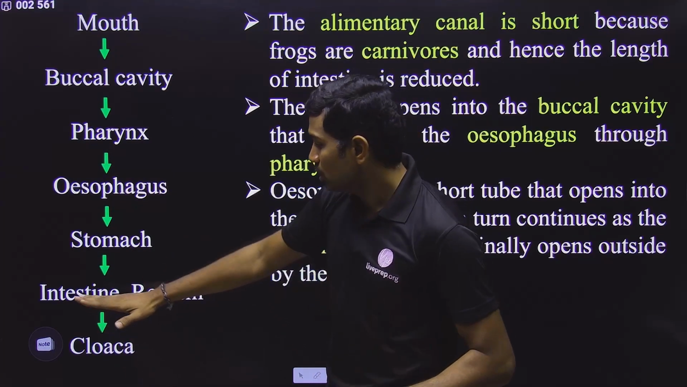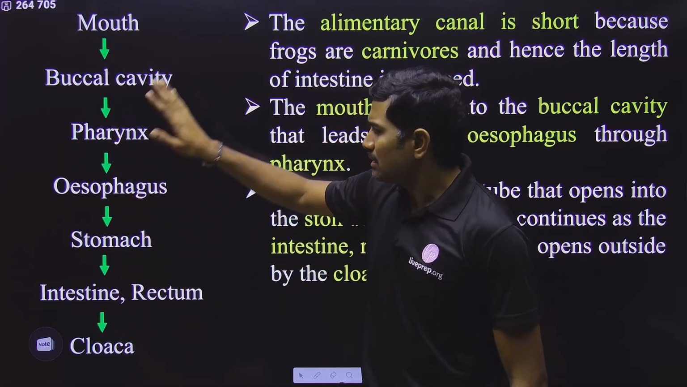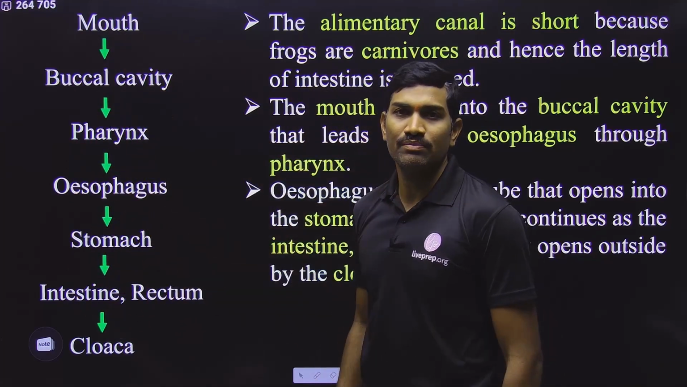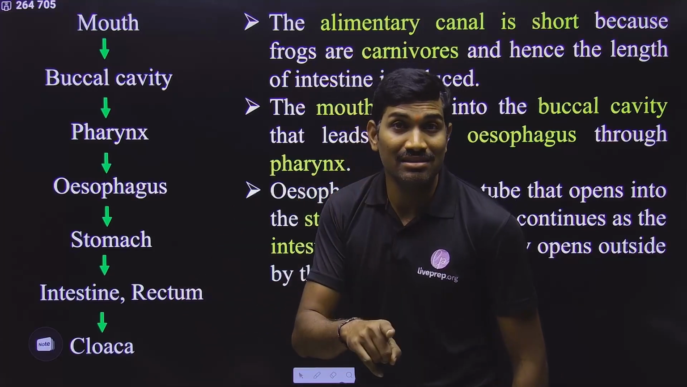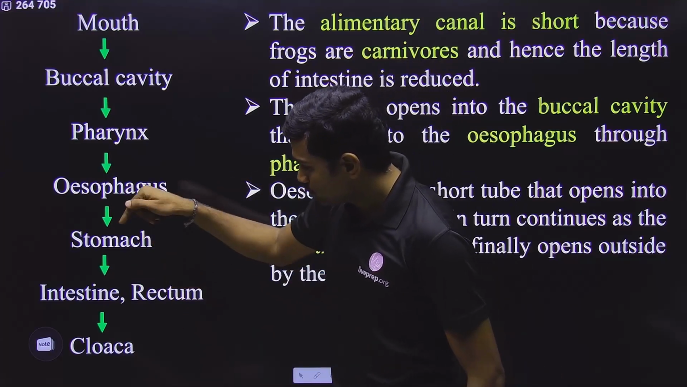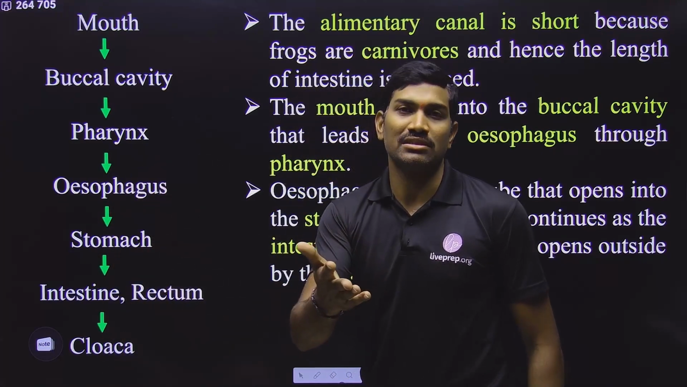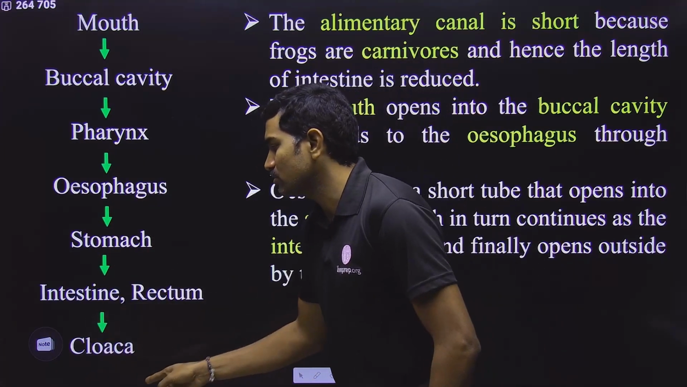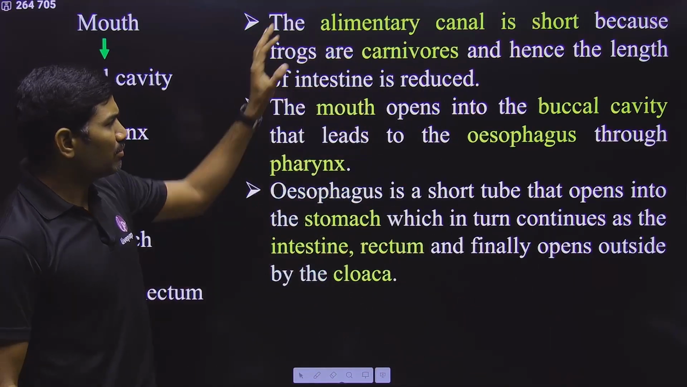Now please understand this. Up to this rectum, from mouth to the rectum, whatever names we studied, the same is the case for humans also. But in the case of humans, this rectum will open outside through the anus. But in this case, this rectum is opening into the cloaca, and the cloaca will open outside through the cloacal aperture. This is the small difference that you need to notice. And this is the important information that you need to understand.